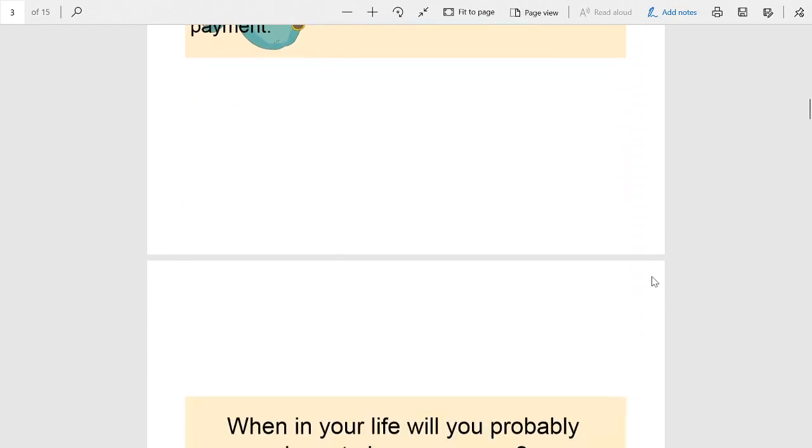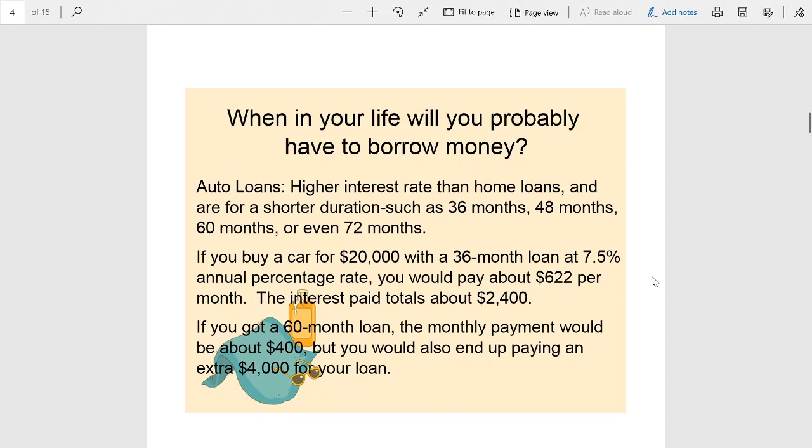Now, similar to that, you have auto loans, which is the same idea. You're borrowing money, so you have to be charged for borrowing that money. Typically, auto loans have higher interest rates, but for a lot shorter duration. Typically, we talk about them in months even: 36 months, 48, 60, 72 if you really need it.